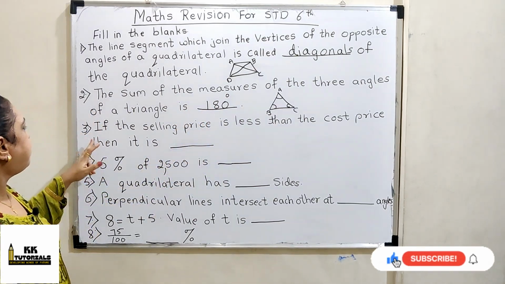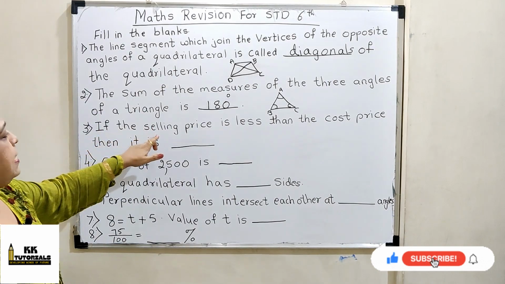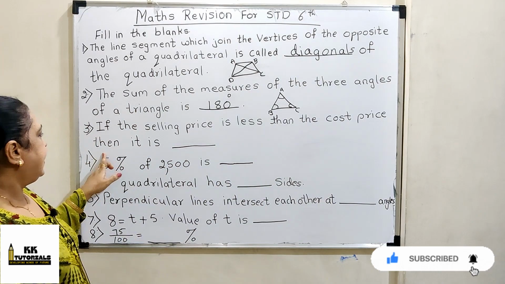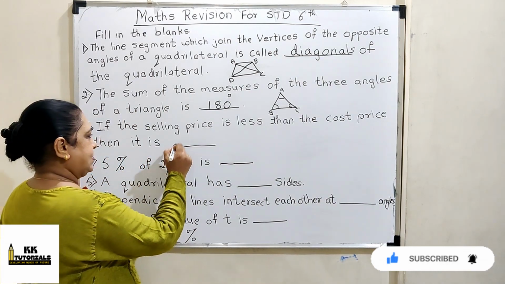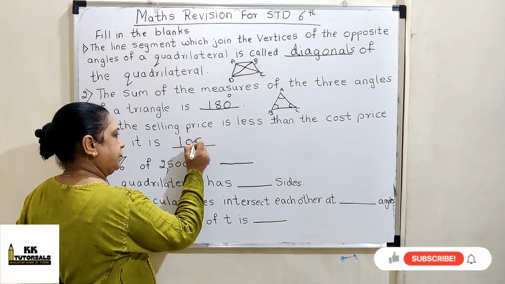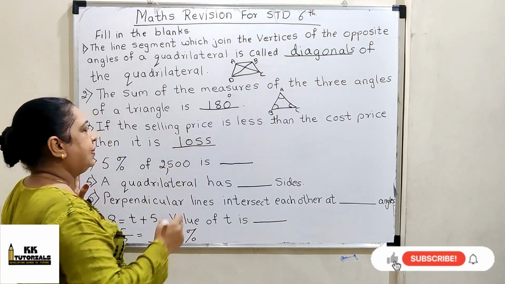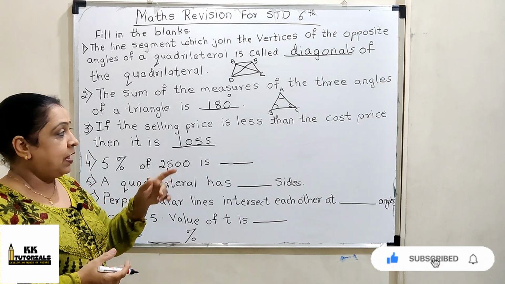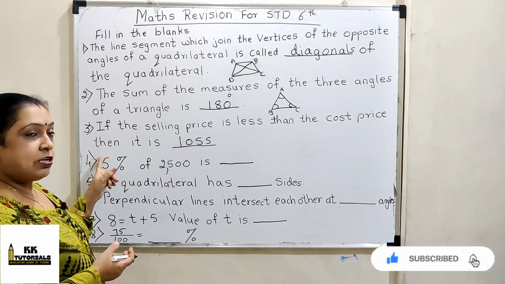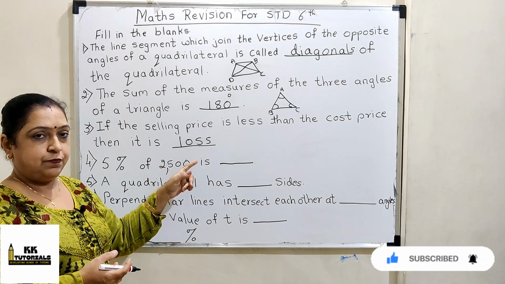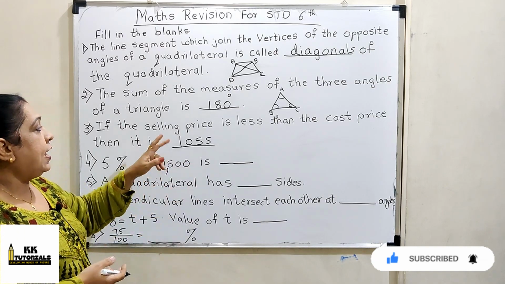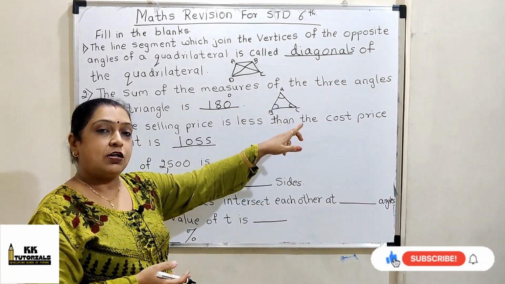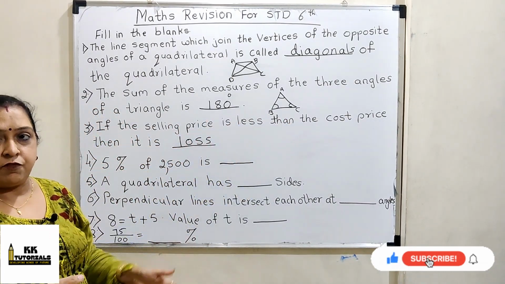Now, number 3. If the selling price is less than the cost price, then it is a loss. That means if the selling price is less than the cost price, then it is loss. In another way, if the selling price is more than the cost price, then it is profit.